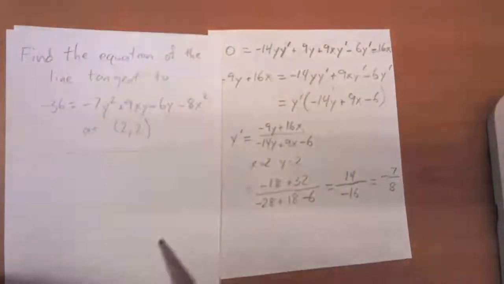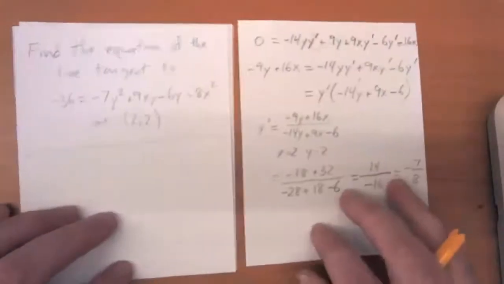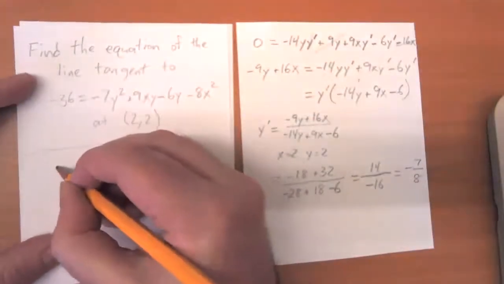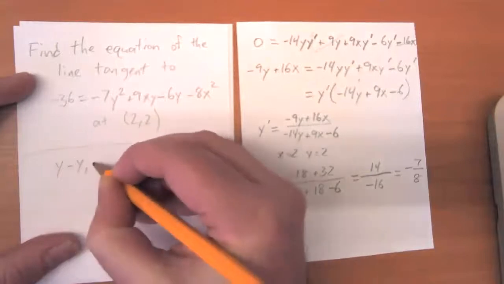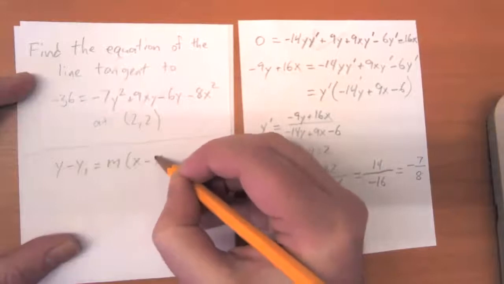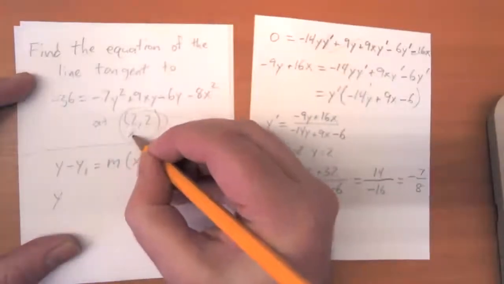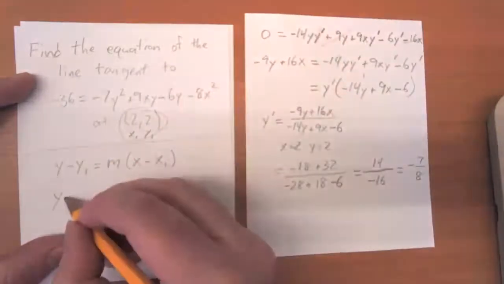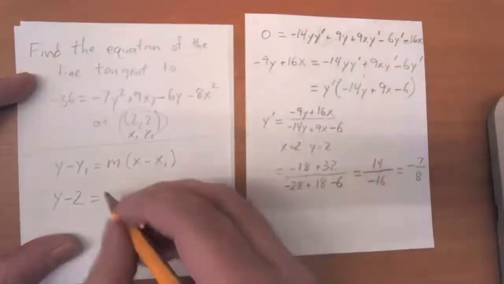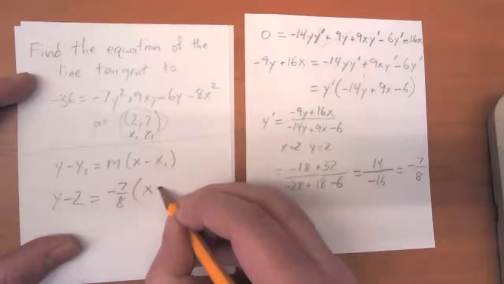So in order to find the equation of the line, all we need to do is substitute x and y and m into the point slope formula. Remember, y minus y1 is equal to m times x minus x1. So our x1 and y1 are 2 and 2, so that's y minus 2. m is the slope of the line, which is negative 7 over 8, and then we've got x minus 2.